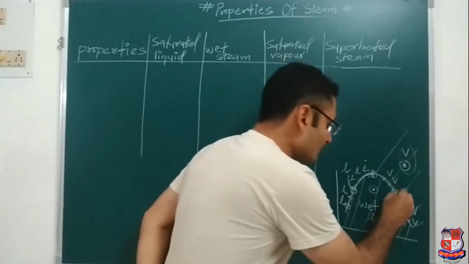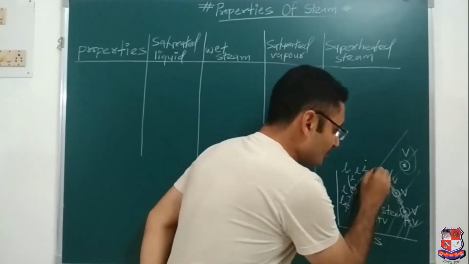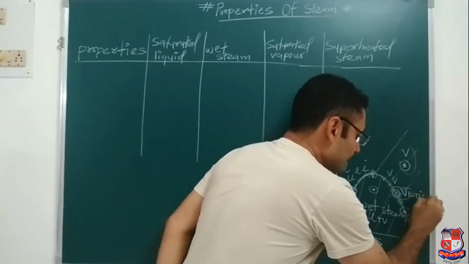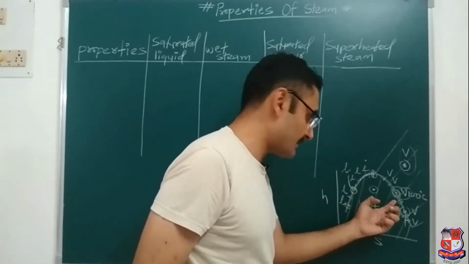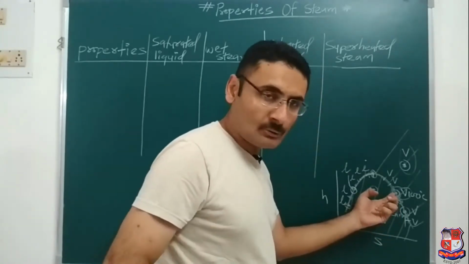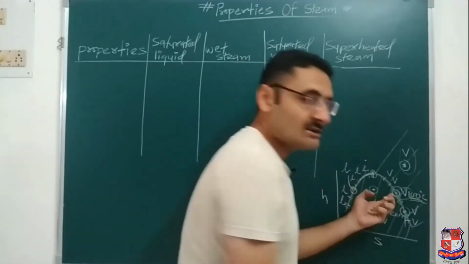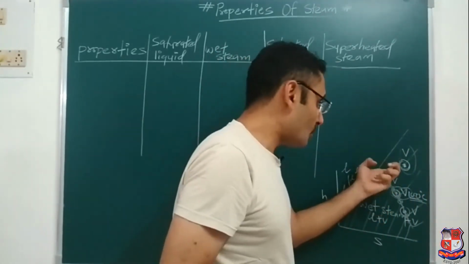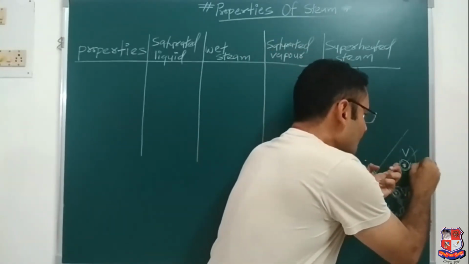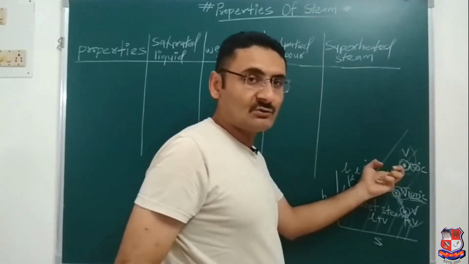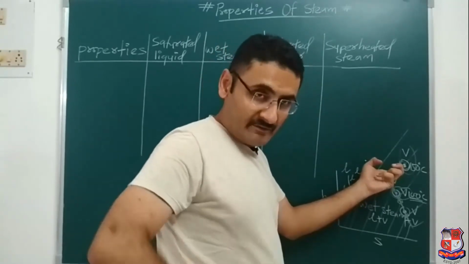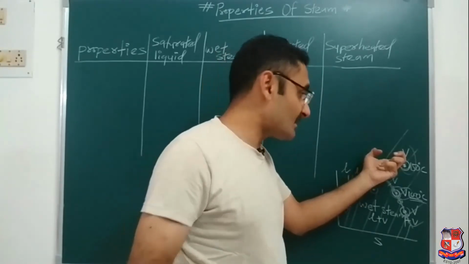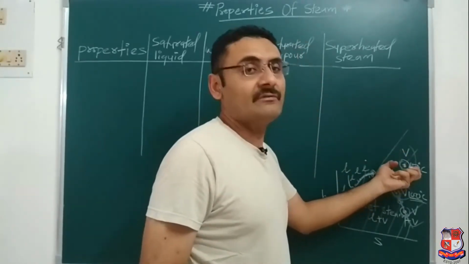As for example, supposing I am considering one point on the saturated vapor region, and that point has a temperature of 100 degrees centigrade. On that point you will get pure vapor, no liquid particles, and the temperature is 100 degrees centigrade. Now if I consider one point in the superheated region, over here the temperature will be, suppose, 150 degrees centigrade, and that point indicates superheated steam or superheated vapor. At that point again we will get pure vapor particles, no liquid particles, but the temperature of that steam is 150 degrees centigrade.